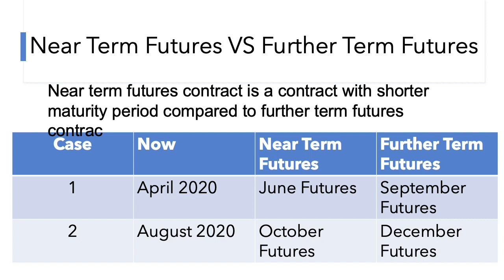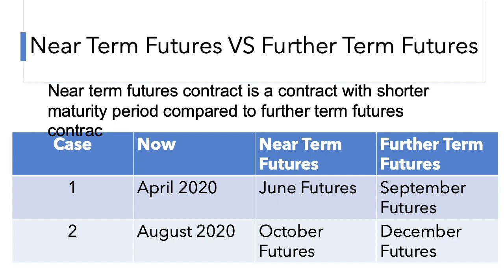So what is near-term futures? Near-term futures is a contract with a shorter maturity period compared to the further-term futures. For example, if you refer to this table, for case number 1, let's say now is April 2020 and you have two futures contracts with different contract months. In the market, you have a June futures contract and a September futures contract. Before you can start your spread strategy, you must identify which contract month is near term and which is further term. Near term means the contract that has a shorter maturity period compared to the further term.